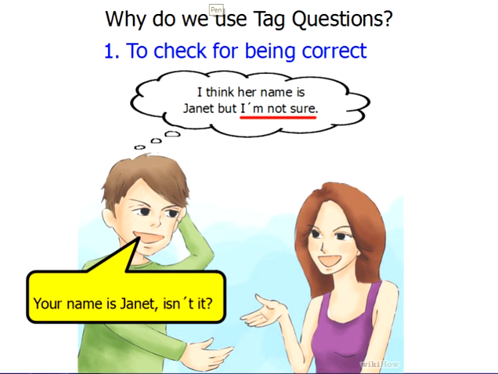And notice when I'm checking to be correct for something, I have a very distinct upwards accent to make it a true question. So it reads like this, your name is Janet, isn't it? And that's the question, that's the tag, that rising inflection, right? This rising inflection makes it a question that asks about, am I correct? Okay?